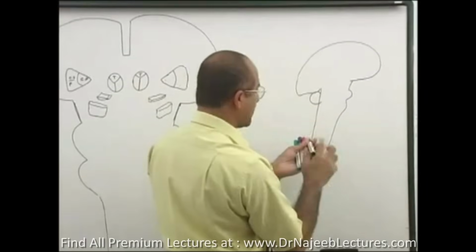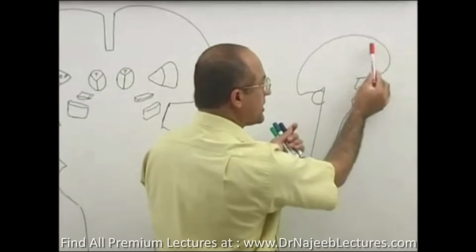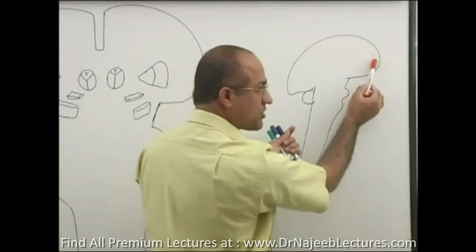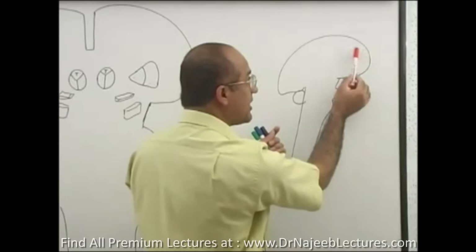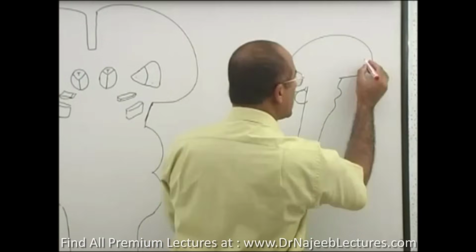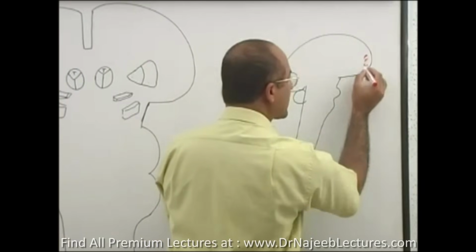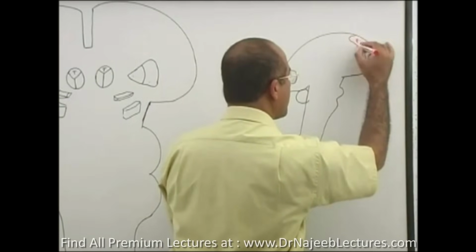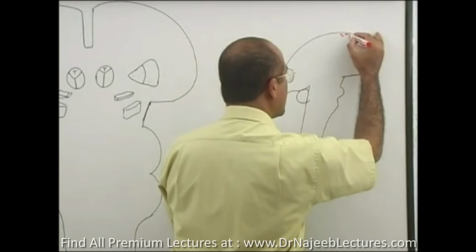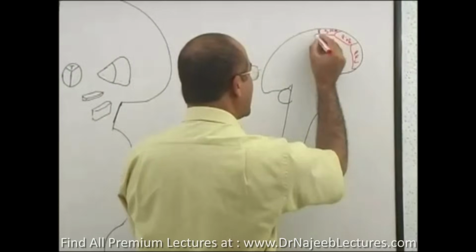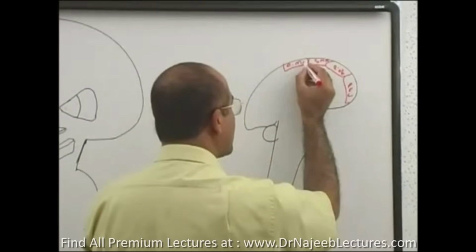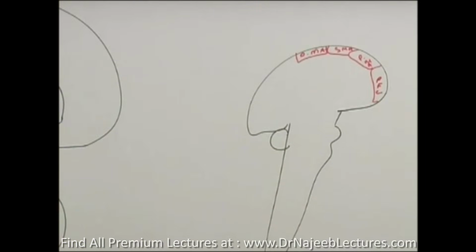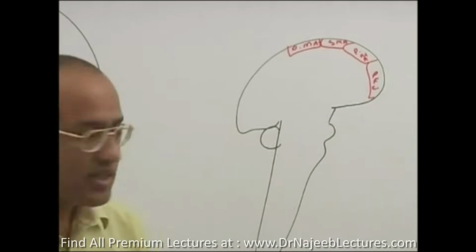I'll make it very simple. This is your premotor area, prefrontal cortex, which is concerned with your personality and thought. This is premotor area, prefrontal cortex, right? Premotor area, supplementary motor area, and primary motor area. You must draw it. It's worth it.